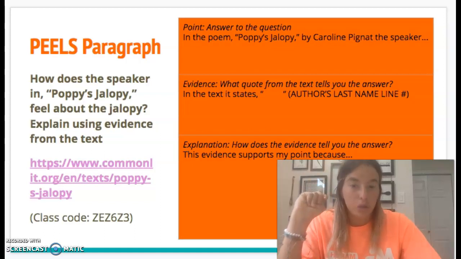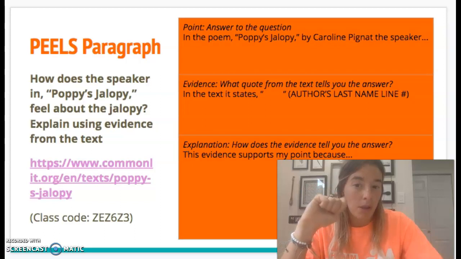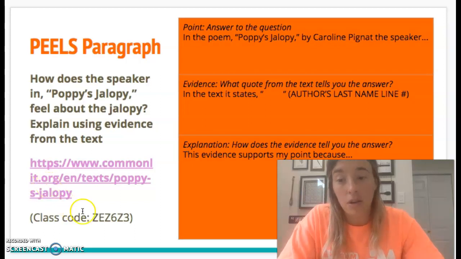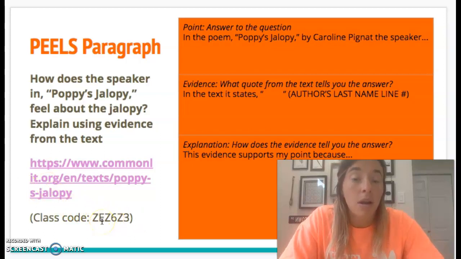Next, Peels paragraph. How does the speaker in Poppy's Jalopy feel about the jalopy? Explain using evidence from the text. You're going to click the same link here. The class code is also linked right here. And you're going to answer the question using this graphic organizer. I also gave you sentence starters.